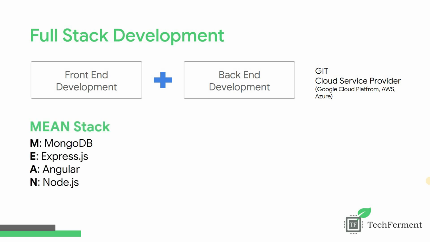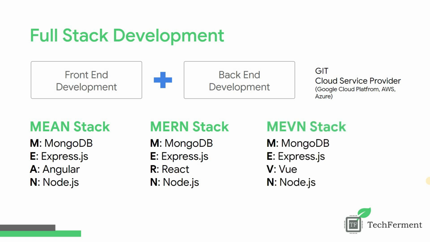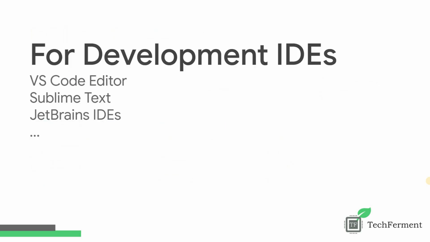For full stack development, we have three kinds of categories. The MEAN stack, where M is for Mongo, E for Express, A for Angular as the front end, and N for Node.js. Or you can go for the MERN stack, where R is React as the front end. And then we have the MEVN stack, where V is for Vue. You can go for it.